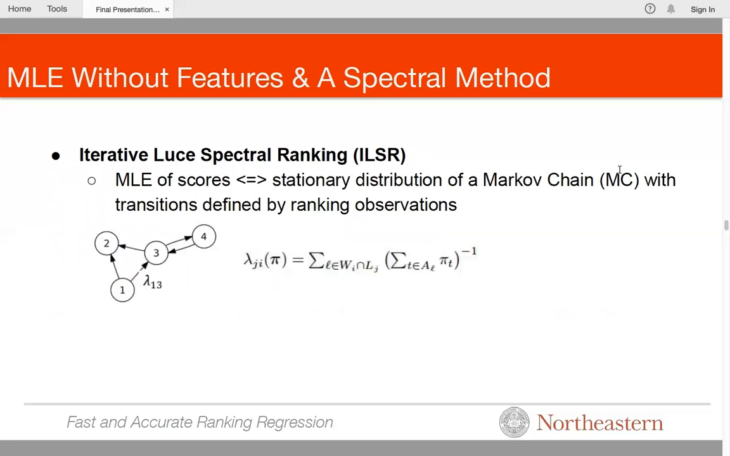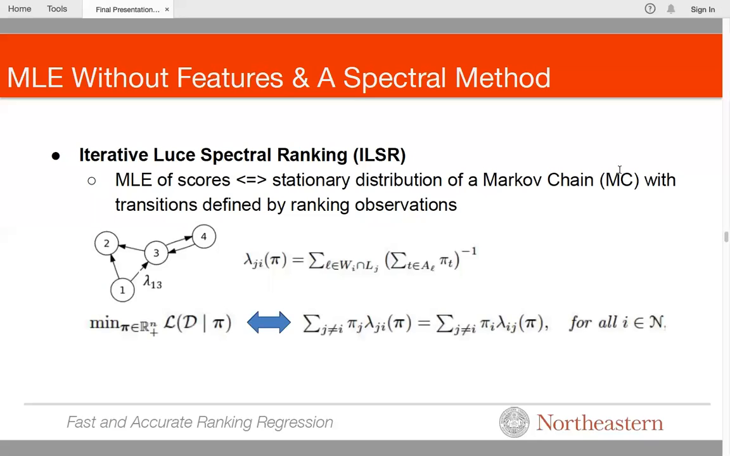If we go back to the setting where we do not have features, as we said, Maystre and Grossglauser recently showed that maximum likelihood estimates of these scores are equivalent to the stationary distribution of a Markov chain with the transition rates given by lambdas here. In the equivalent graphical model, nodes denote the samples and the transitions are governed by ranking observations. What we show is that a local minimum of the negative log likelihood is also equivalent to the solution of this set of global balance equations.